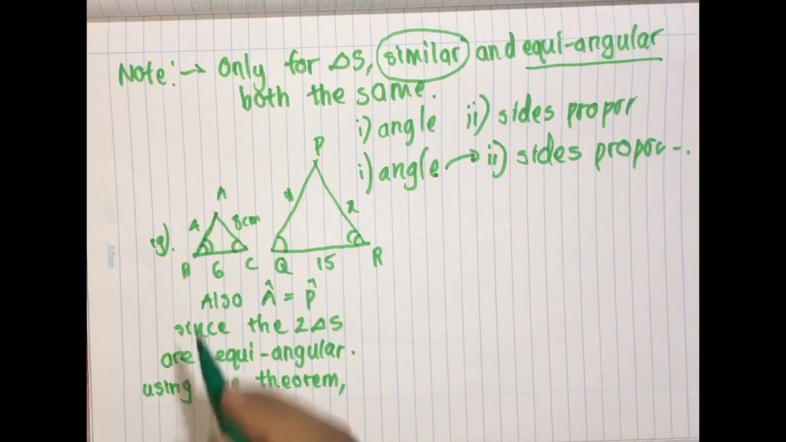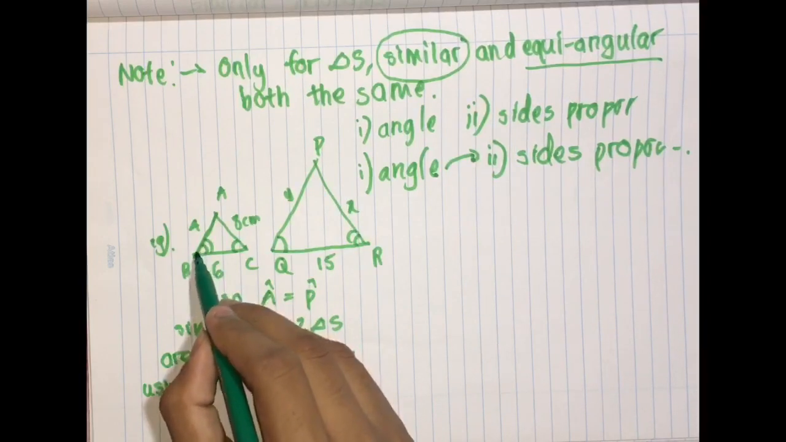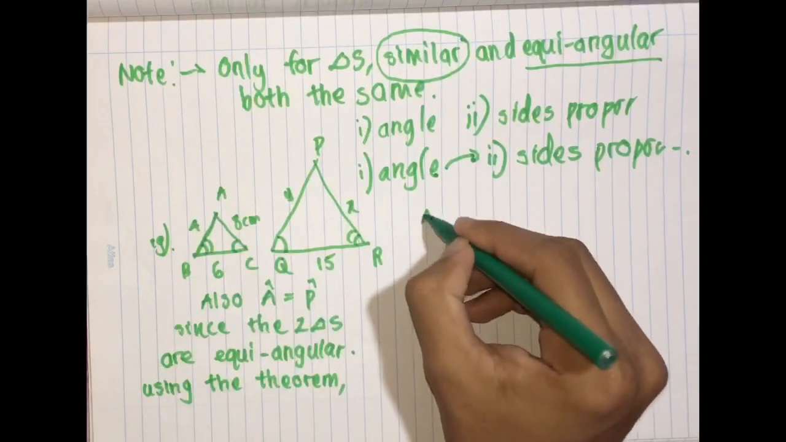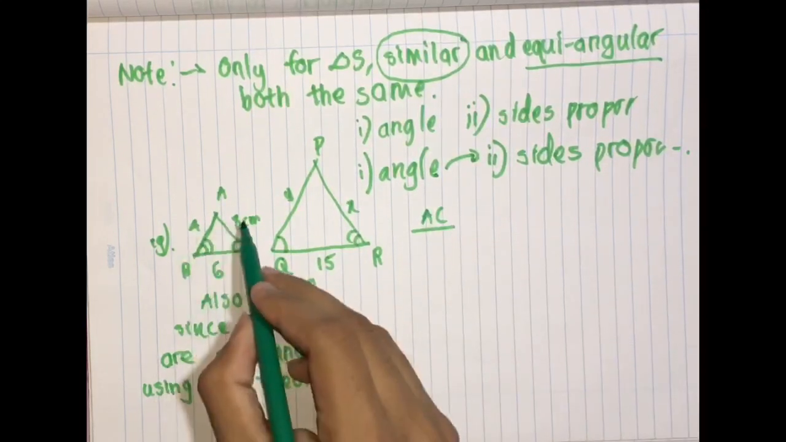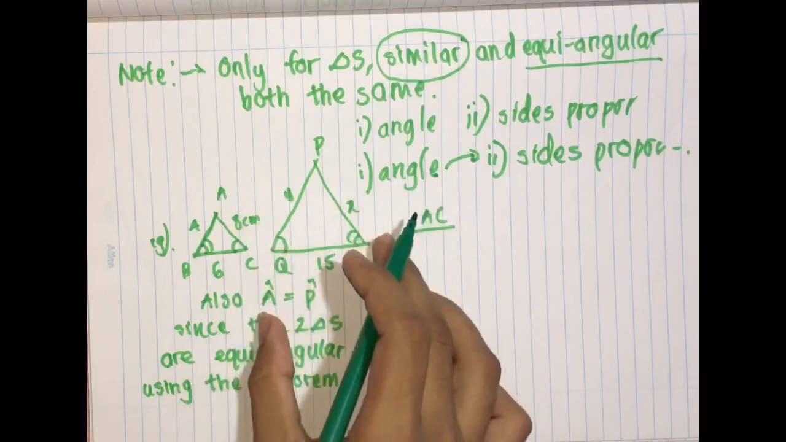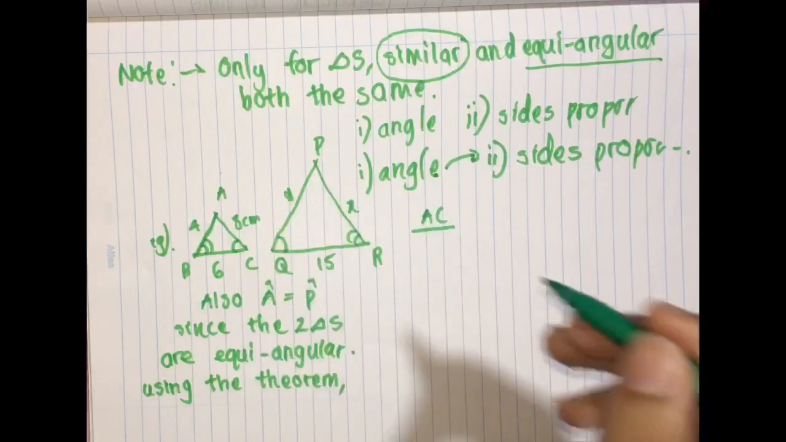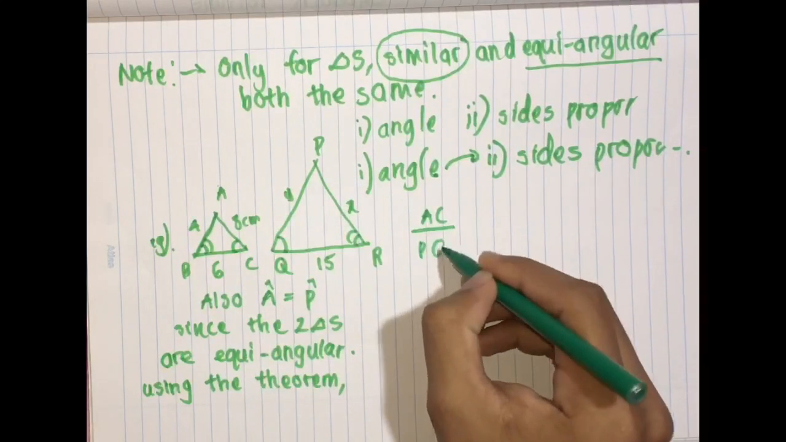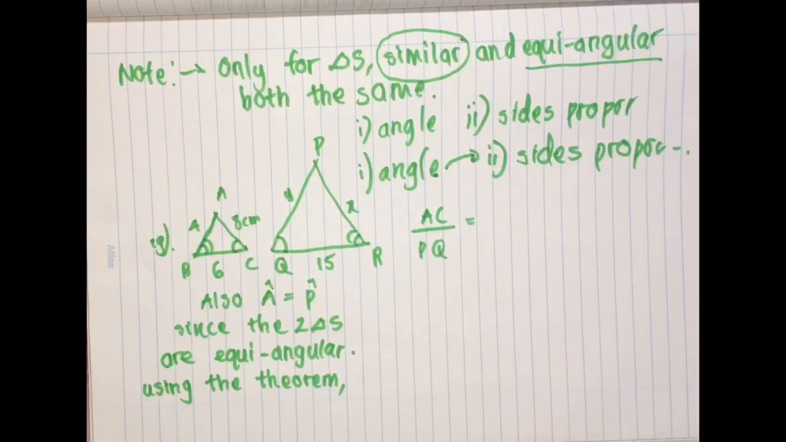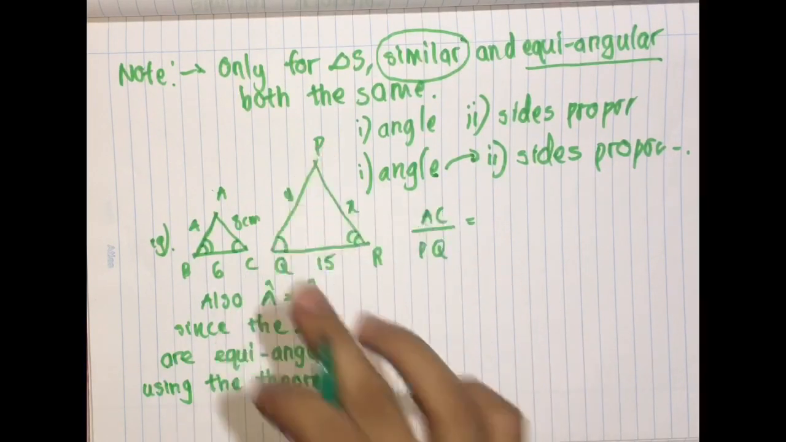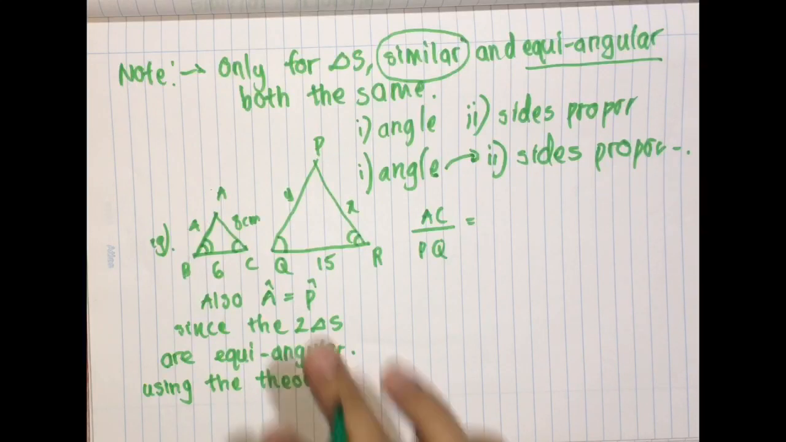Okay, now what you have to do is take the double marked angle. What is that angle? Yes, that is angle B. Now you have to consider the side opposite to it. What is that side? Yes, it is AC. AC over, now go to the other triangle, consider the same double marked angle. What is the side opposite to it? Yes, it is PQ. So you have taken PQ. Is that clear?